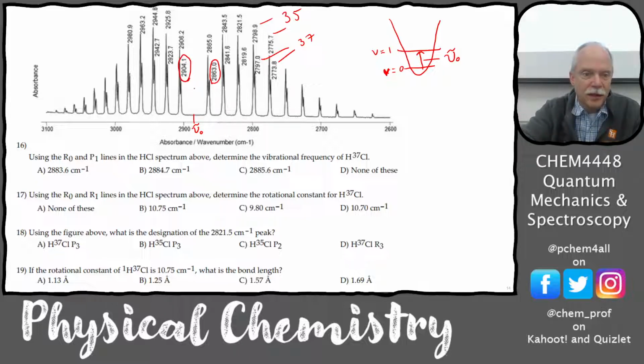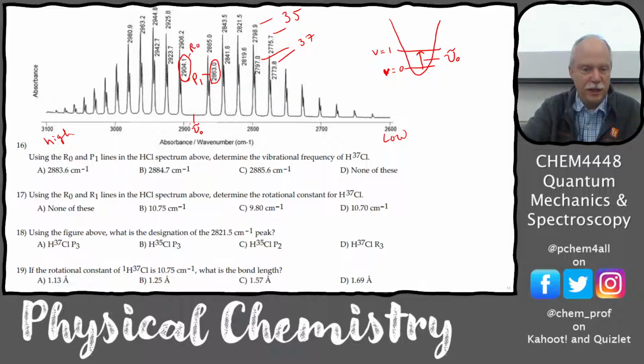Okay, and so which one of these is the R0? Over here, this is the high side. So this is R0, and then this is the low side. So this is the P branch, so this is the P1. Okay, so we just take those two frequencies, add them together, divide by 2, and we get the vibrational frequency.